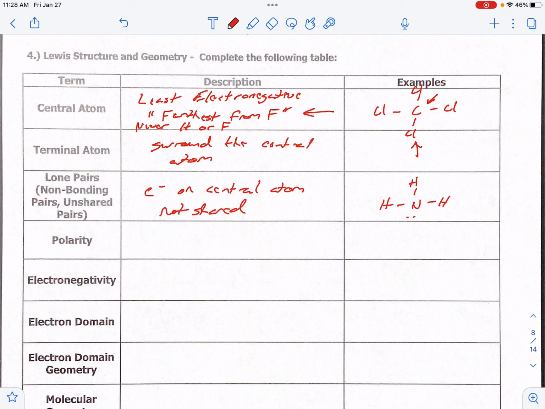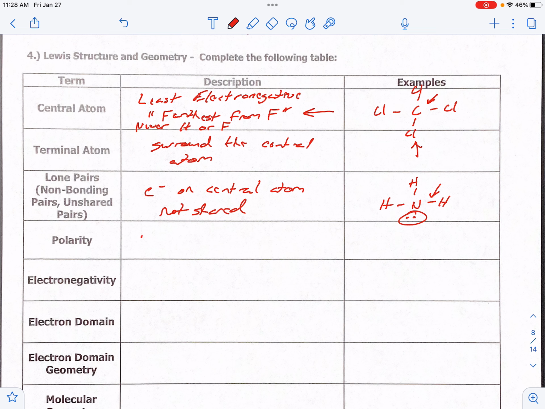I had these leftover pairs once I drew the Lewis structure right here. So that is a lone pair. If I asked how many lone pairs were on this example, you just tell me one. When you see this line right here, that is a shared pair of electrons. When you see the pair of dots, that means it is not shared. It's called a lone pair.